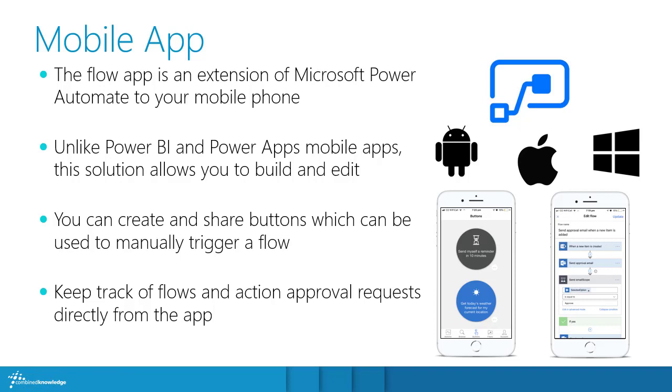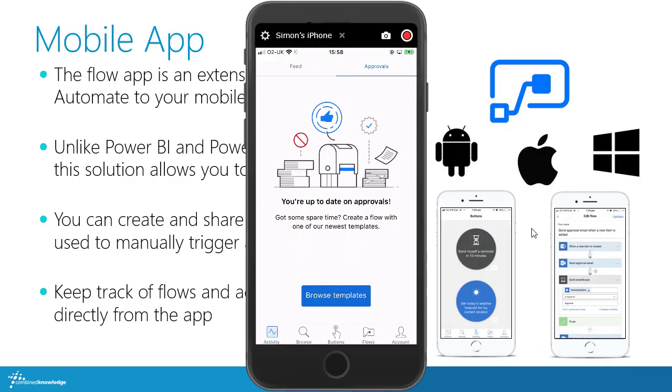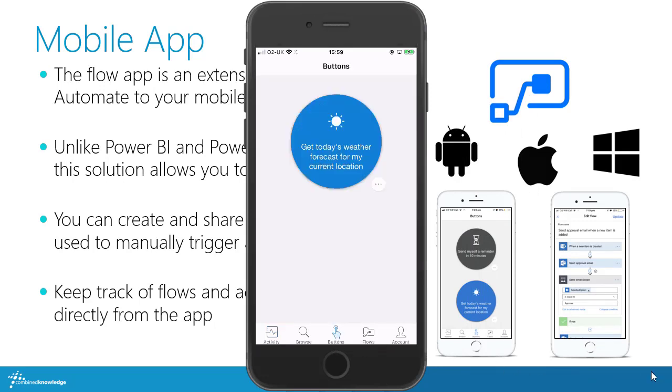So the mobile app is really quite a useful tool. It offers a unique way of us interacting with Power Automate. We also have the buttons option at the bottom. So just here in the middle at the bottom, we've got a buttons area where we can create buttons to action directly from the app itself.